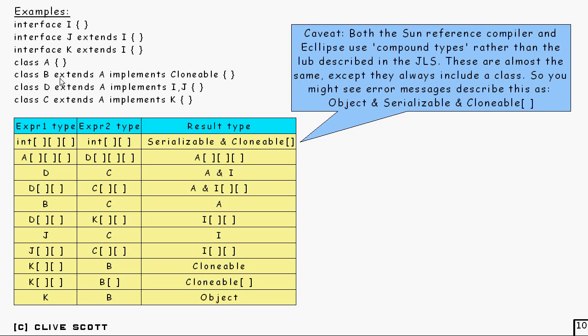Well, here's a few examples just to illustrate things. Here's the type of expression 1. Here's the type of expression 2. And here's the type of the resulting ternary operator using expressions 1 and 2.